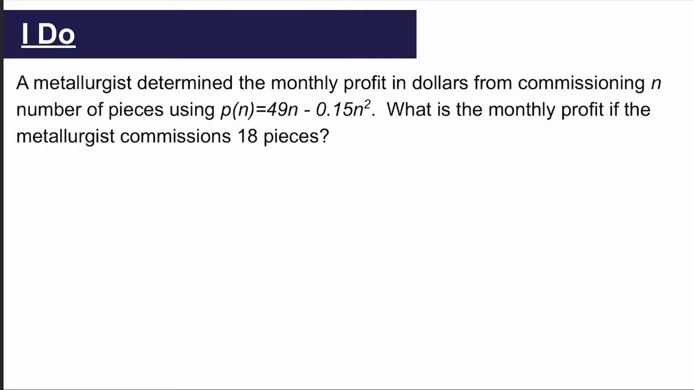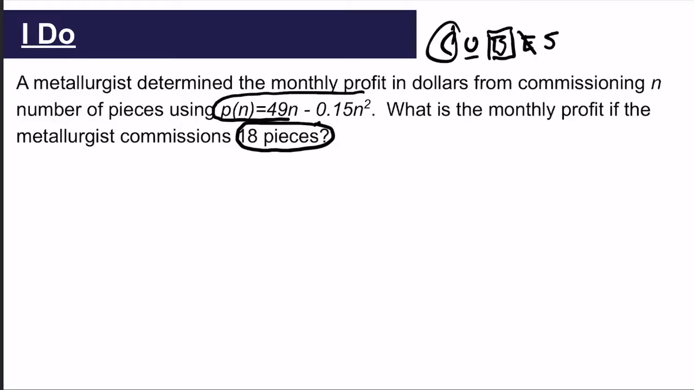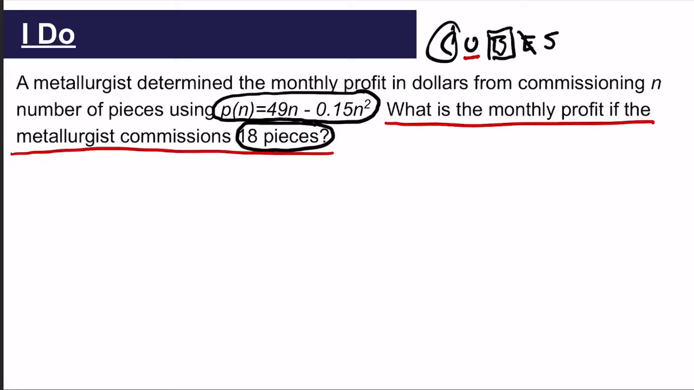Well, let's go through and do our CUBES method, right? So we're going to circle, underline, box, eliminate, and then solve. First we want to circle our numbers, right? So we know this is really big right here, 18 pieces. And let's go ahead and circle that whole function because there are numbers attached to it. We're going to underline the question, so let's do that in red. What is the monthly profit if the metallurgist commissions 18 pieces?